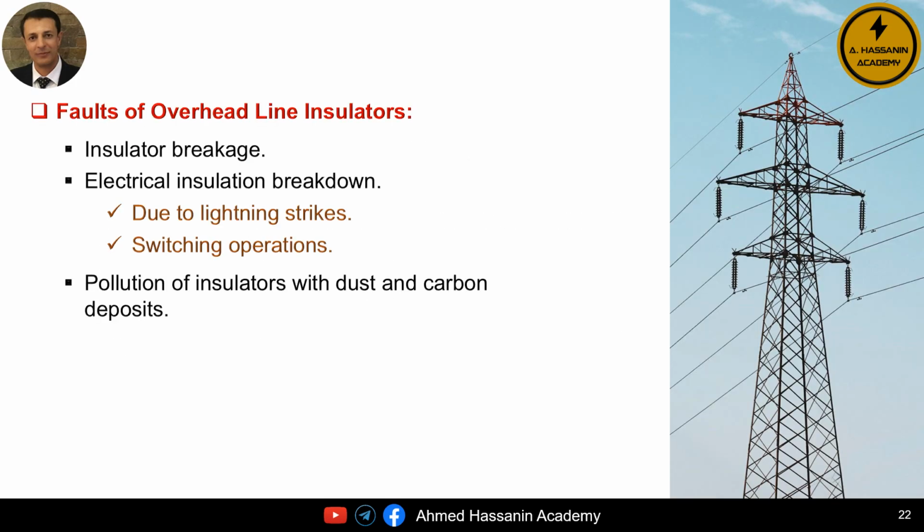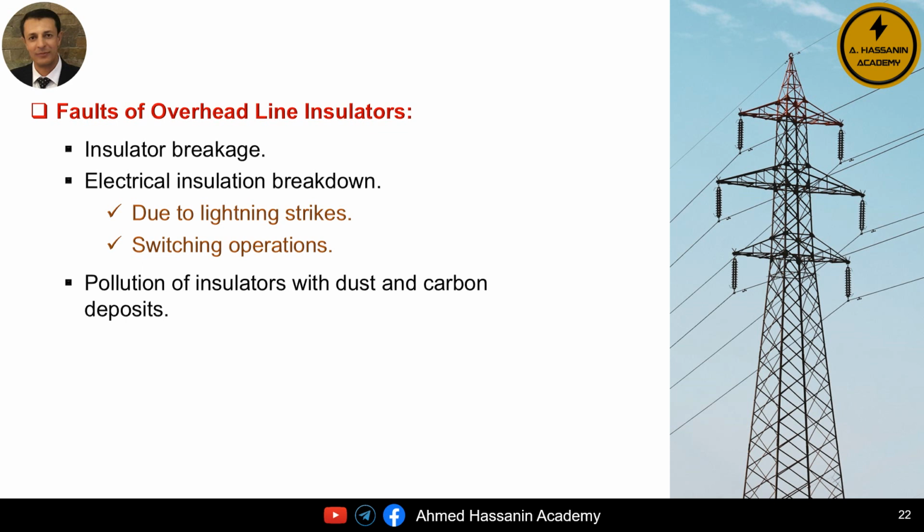Now let us discuss the main faults that may occur in overhead line insulators. The first fault is insulator breakage. Breakage can occur due to mechanical impacts such as throwing stones at the insulators or due to weather conditions such as lightning strikes. It can also result from corrosion or cracks in the metallic fittings of the insulator string.